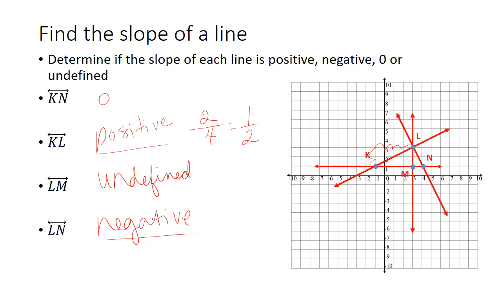Let's look at our slope of LN right here. Going from N up to L, how far would you have to rise? You would rise up 1, 2. And how far would you run? You would run backwards, so -1. So we would say this has a slope of -2.